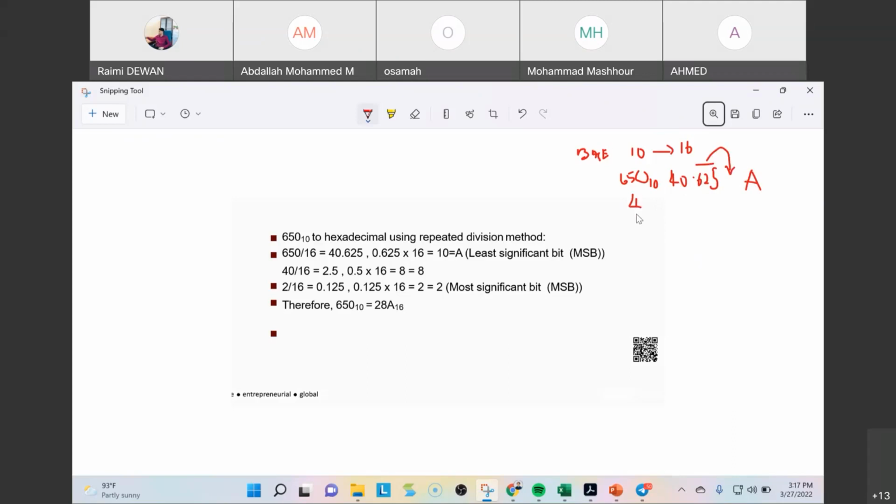You divide 40 by 16. So 40 divided by 16, what do you have? You will have 2.5. So after that is 0.5 times 16. There's no space here, sorry. 0.5 times 16, you will have 8, so 8 is still 8. Then 2, we proceed to here. 2 divided by 16, what do you have now? You have 0.125.